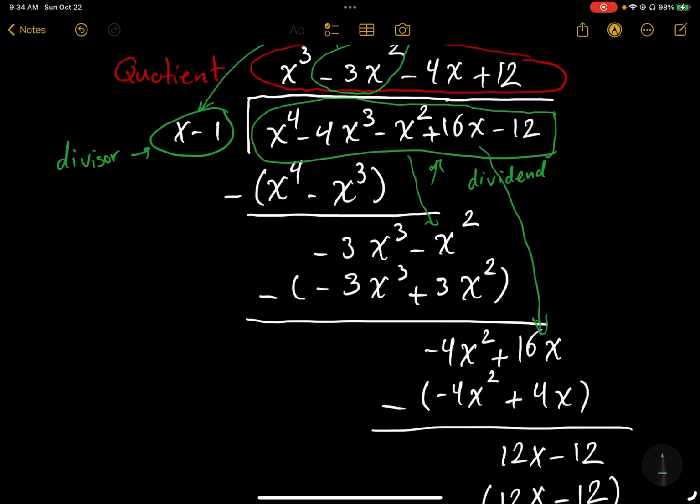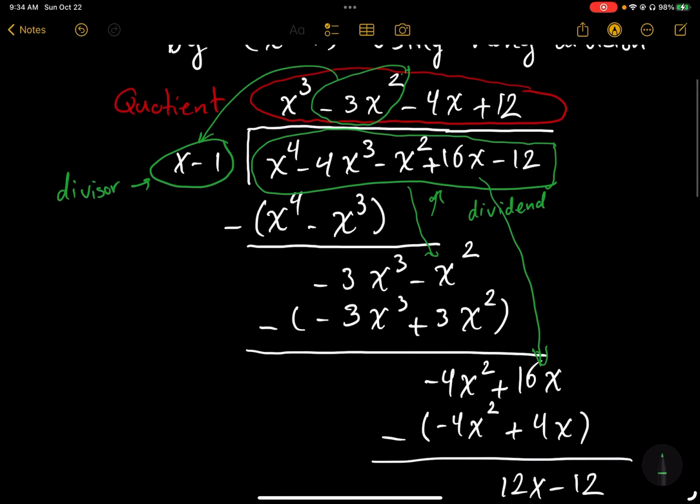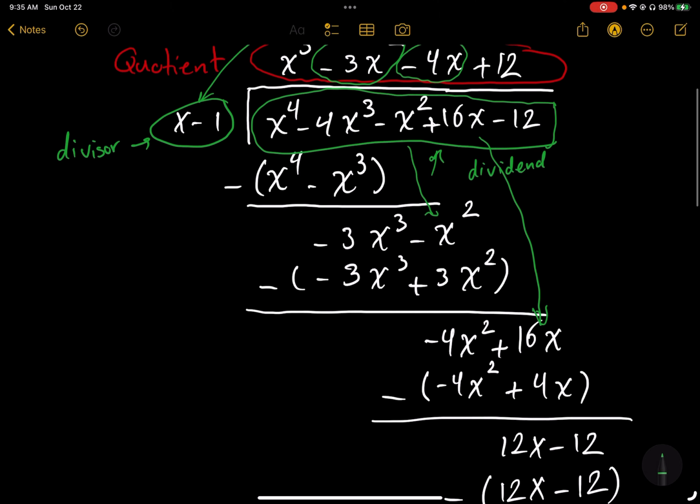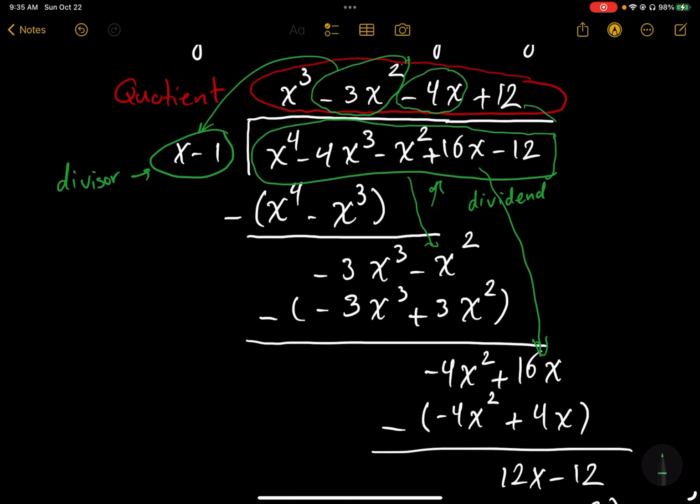And then again, I look at this first term. So I want to multiply x minus 1 by something that is going to give me negative 4x squared. That thing is negative 4x. So I go up here, I put negative 4x here. And again, I repeat the same process. I'm going to multiply that by x minus 1. That's going to give me negative 4x squared plus 4x. And I'm going to subtract that. Then I get 12x. And then I bring down the last term of my dividend here, right?